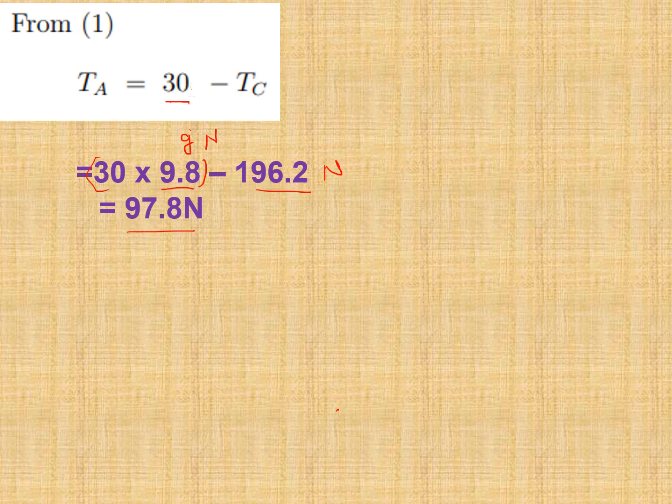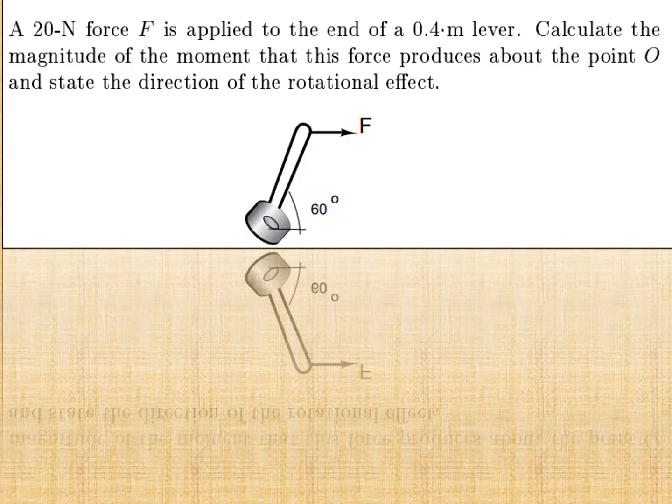So we got TA here as 197.8 and TC as 196.2. So two forces are the result, and we are getting four forces. Okay, let's go for one more problem.